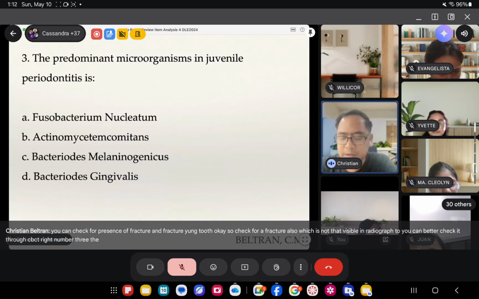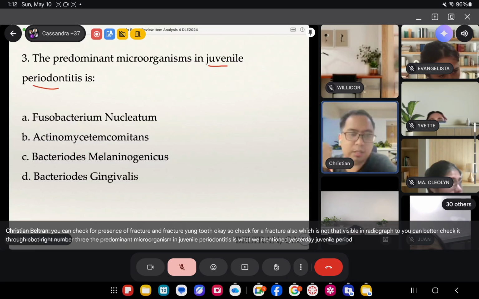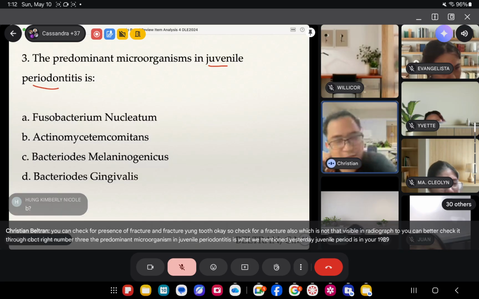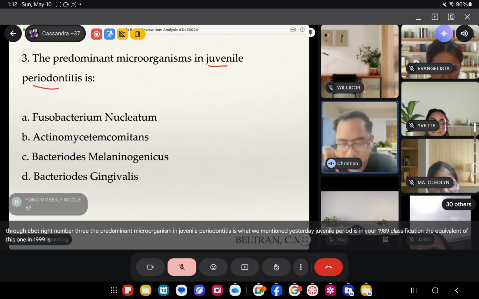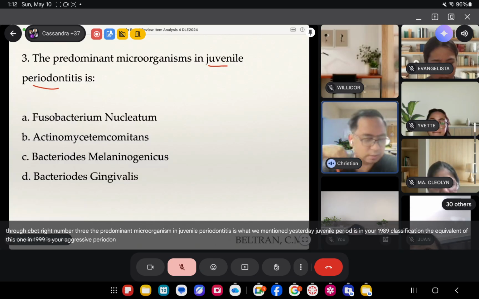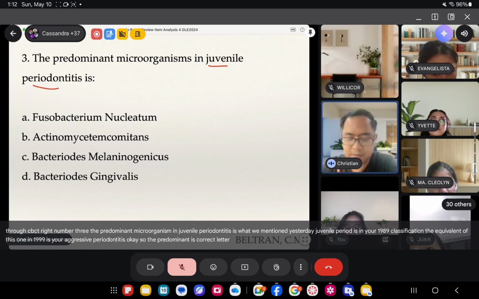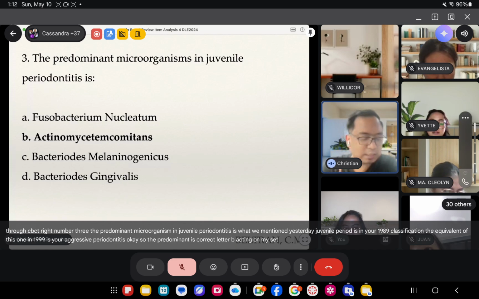Number three, the predominant microorganism in juvenile periodontitis is what? We mentioned yesterday, juvenile perio is in your 1989 classification. The equivalent of this one in 1999 is your aggressive periodontitis. Okay, so the predominant is correct. Letter B, Actinomycetum comitans. AA, Aggregatibacter.